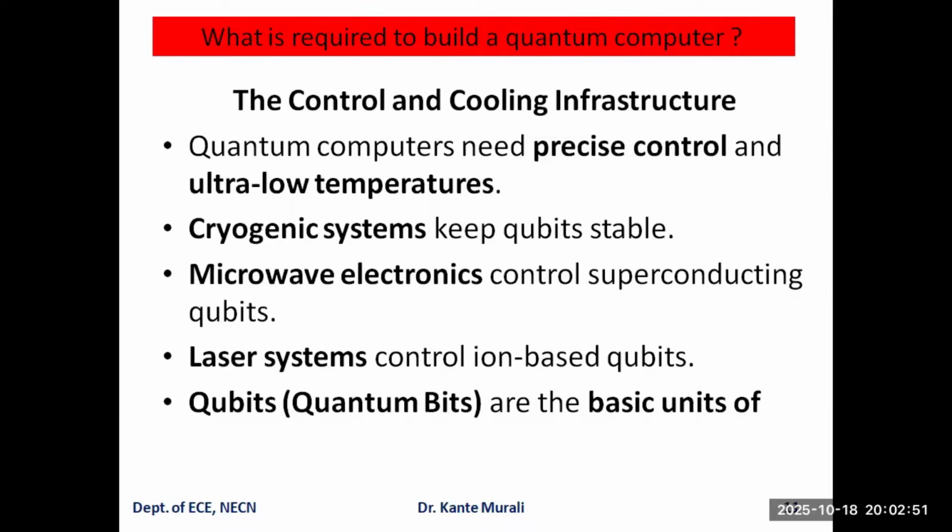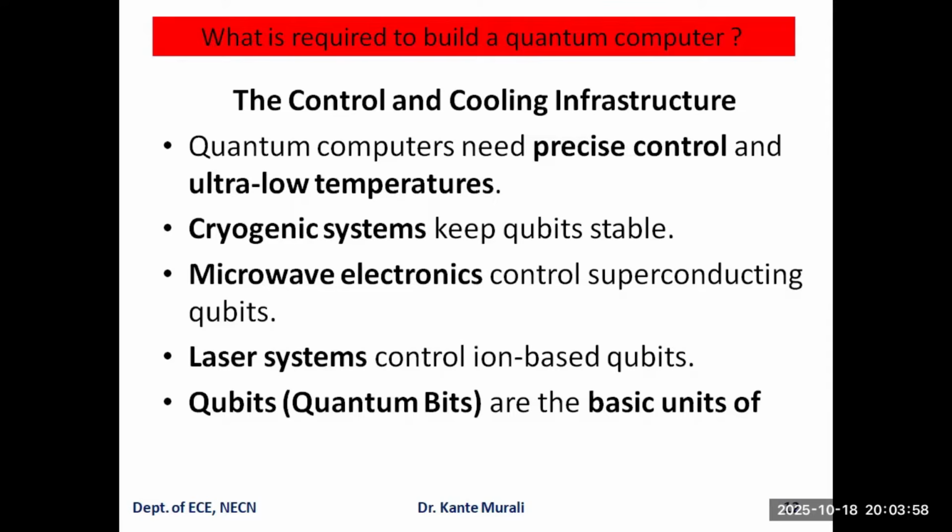We use cryogenic systems to keep them cold, and microelectronics to control their behavior. Whereas in trapped ion systems, lasers are used instead of microelectronics. So you can think of the quantum computer as a very cold orchestra. Each instrument, meaning each qubit, must play its note in perfect harmony, controlled by a conductor. That means controlled by the control electronics. Then only does it give the required performance.